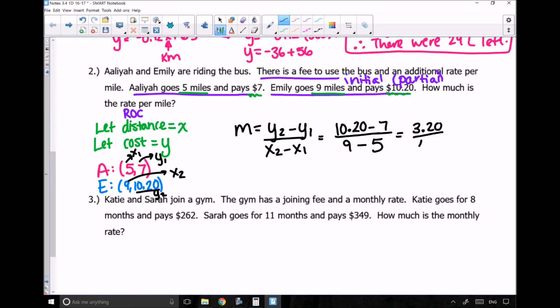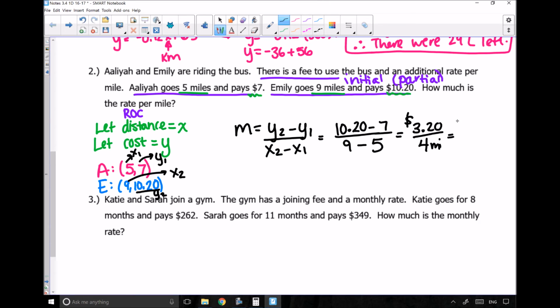9 minus 5 is 4. Now it's really important you know what the units are here. We have to label our units if we're talking about a rate of change, okay? So if this is $10.20 and this is $7, this is $3.20. If this is 9 miles and 5 miles, this is 4 miles.